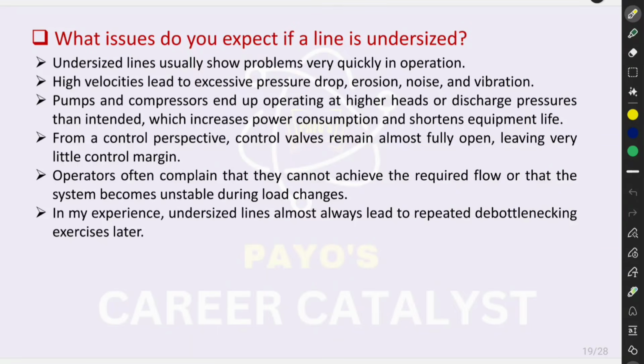Undersized lines usually show problems very quickly in operation. High velocities lead to excessive pressure drop, erosion, noise, and vibration. Pumps and compressors end up operating at higher heads or discharge pressure than intended, which increases power consumption and shortens equipment life. From a control perspective, control valves remain almost fully open, leaving very little control margin.